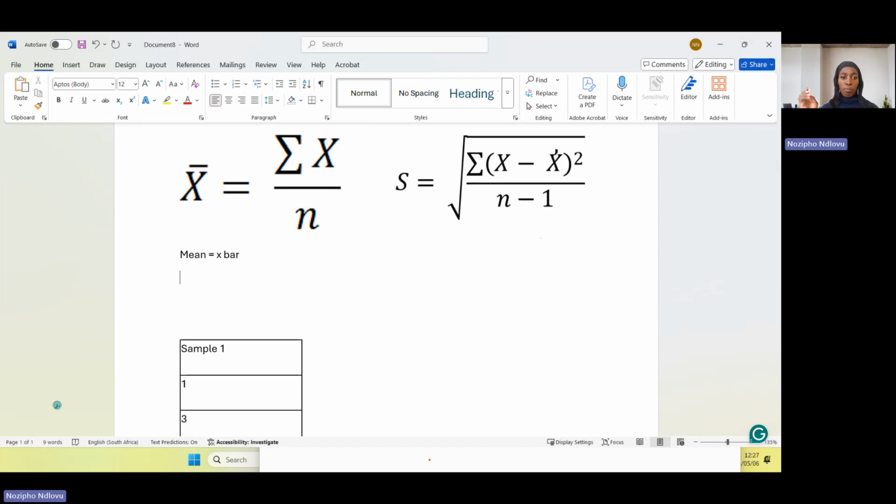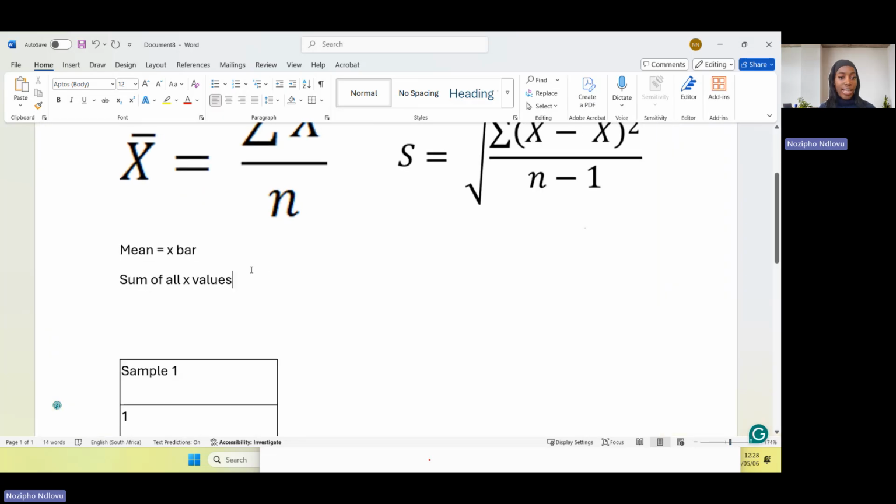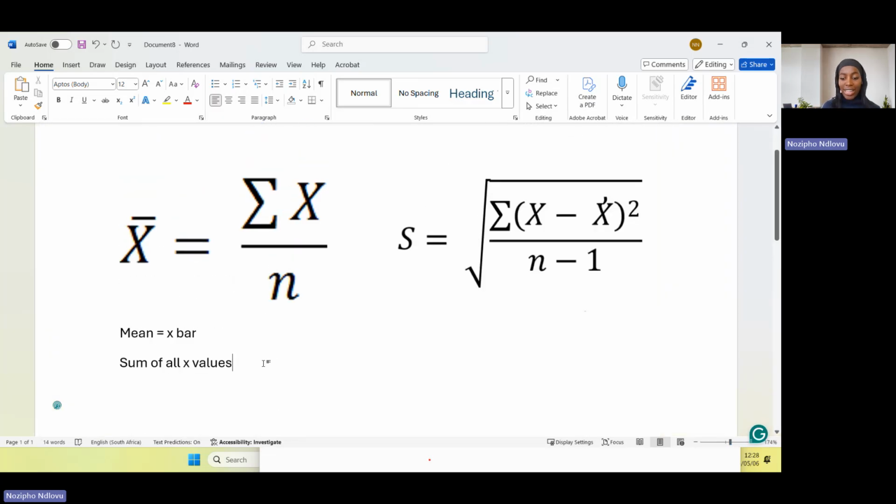Let me go through it. So we've already said that the mean is denoted by X bar. This X bar is what we are going to be calculating. This funny looking E is the sum, and this is the X values. So you will say the sum of all X values, and then you divide it by n, which denotes the number of observations.